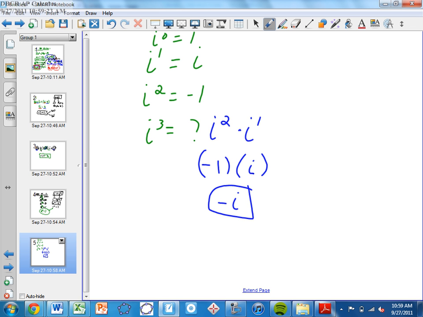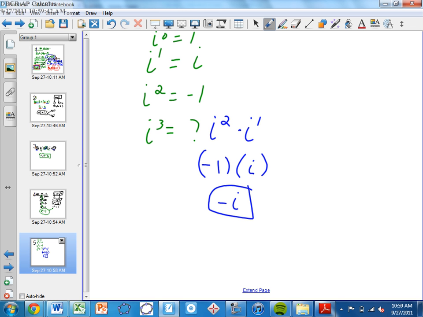Again, what we're doing here is showing that i to the third is really i squared times i. But i squared is defined as negative 1. i to the 1 is still i. A negative times a positive is just a negative. So, why would we just write negative i? That's what we're going to do right now.